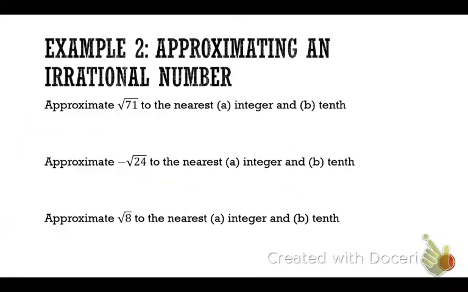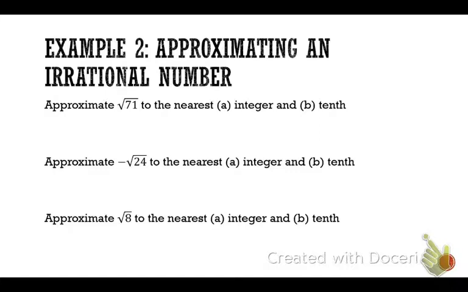All right, next example. In example 2, I need to approximate. Oh, I like that word. What does approximate mean? It means not exact. It means rounded. So I don't have to stress myself or worry about the square root of 71. All I need to do is figure out, approximately, to which perfect square it would be closer.